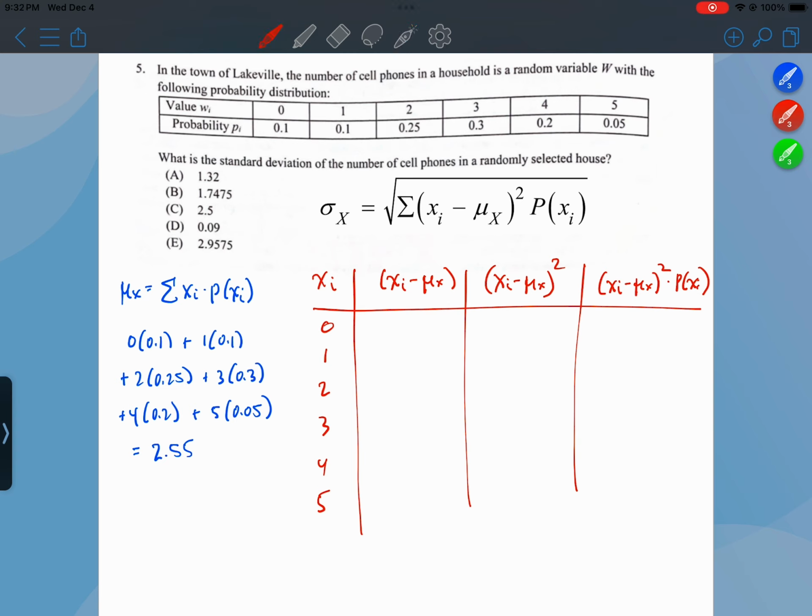All right, so we'll do 0 minus 2.55, 1 minus 2.55, etc. I've already done these calculations on my calculator, and so the first one is going to be minus 2.55, minus 1.55, minus 0.55, 0.45, 1.45, and then 2.45. Okay. All right, so now that we've subtracted the mean, the next thing to do is square the result. So we're going to square this number, write it over here, then square this number, write it over here, and so on.